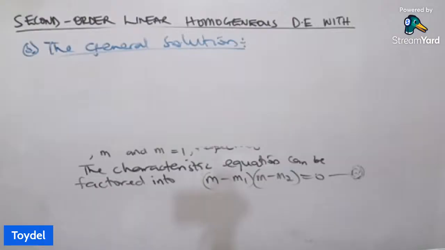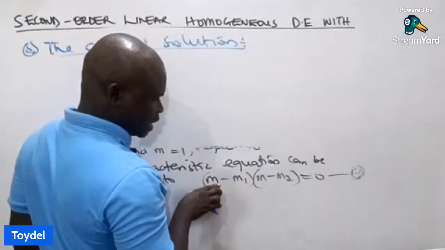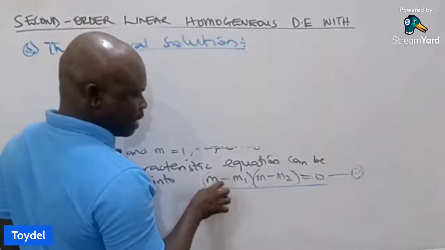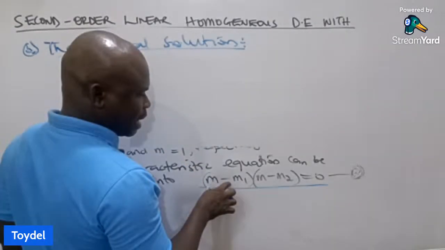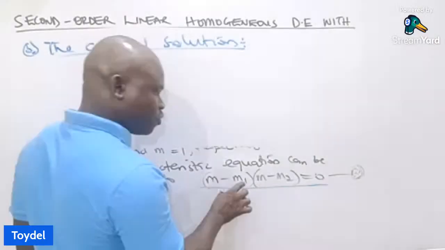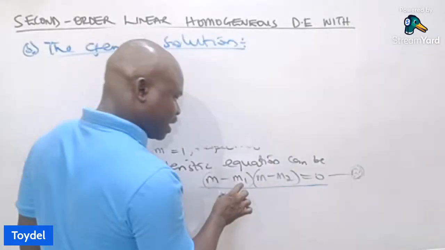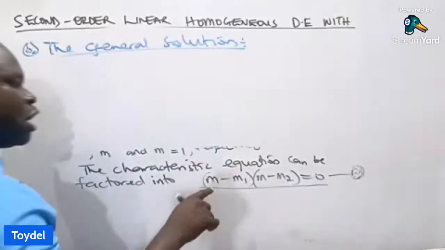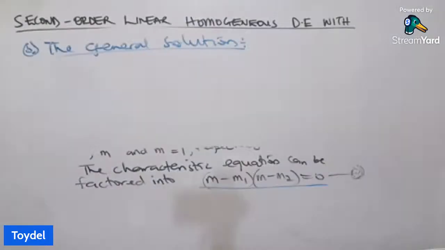The general solution of 1, that is the differential equation, is obtained directly from the roots. In this case, what you have here is m minus m1 into bracket m minus m2 equal to 0. It simply means that m is equal to m1 or m is equal to m2. m1 and m2 represent the roots of the characteristic equation. So the general solution of equation 1 is obtained directly from the roots of the characteristic equation 3.